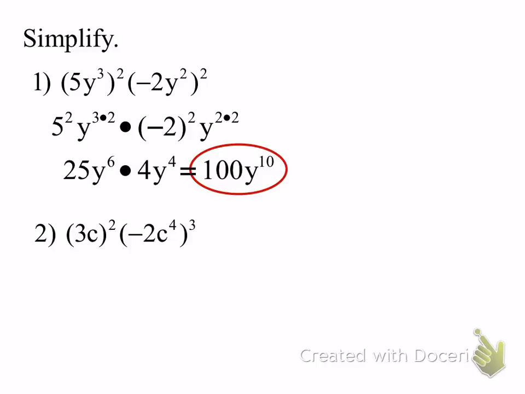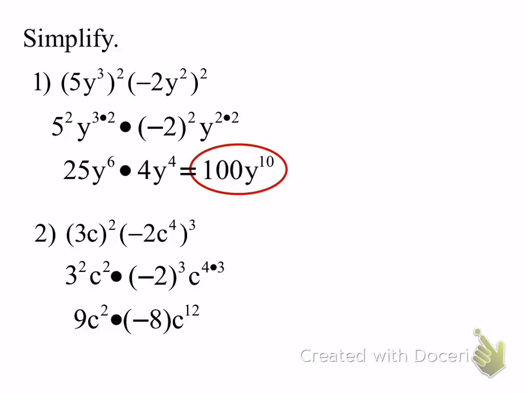Multiply the 3 to the second power. Good, and that would be? 9. This 9c, tell me what this, 9c to the second power, good, times -8c to the 12th power. Perfect. Right, this is what she got. Now what would we do?